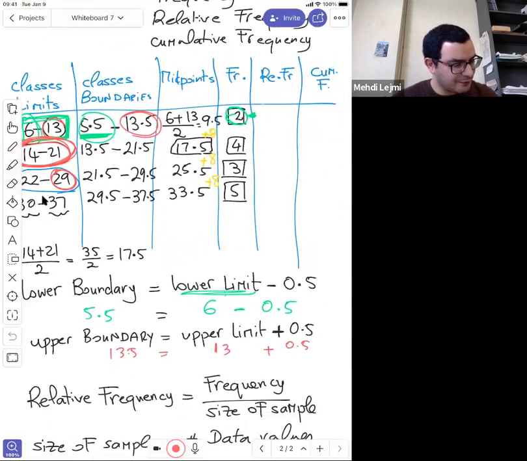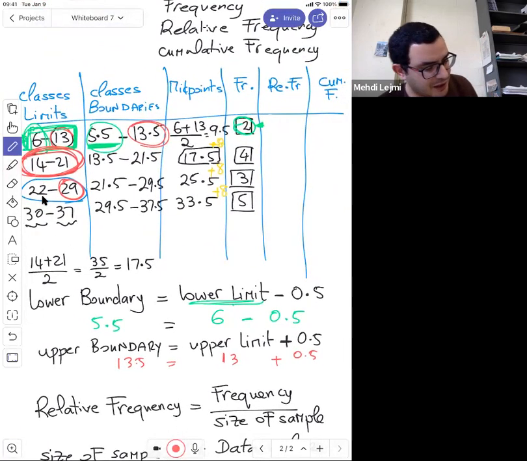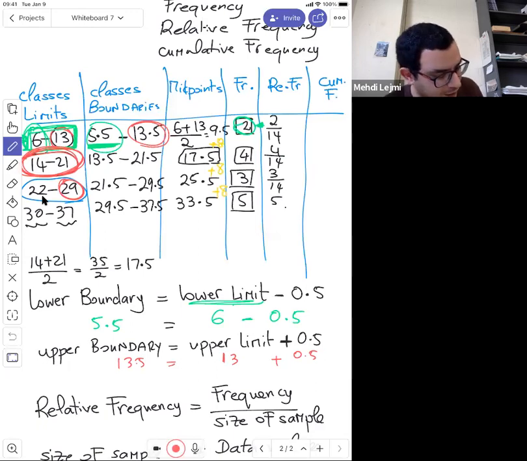So for the relative frequency of the first class, it'll be frequency over 14. So that's 2 over 14, right? For the next class, the frequency is 4, so we divide 4 by 14. Then we have 3 over 14, and then 5 over 14. I don't have enough space here, but you need to divide the 2 by 14. You can use your calculator and compute 2 divided by 14.